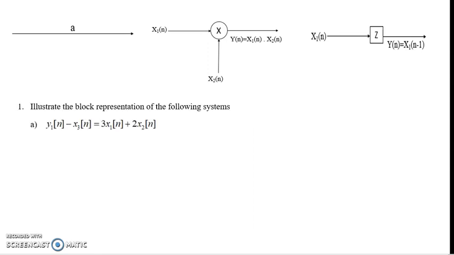Look at question 1a. Here you are given a difference equation. Just rearrange the equation. If you look at this equation, you can easily understand that this is representing a simple filter to add up different input signals. Let's draw the block representation.